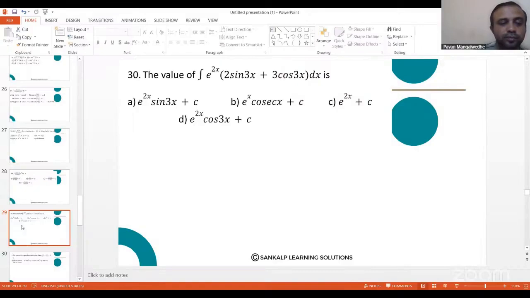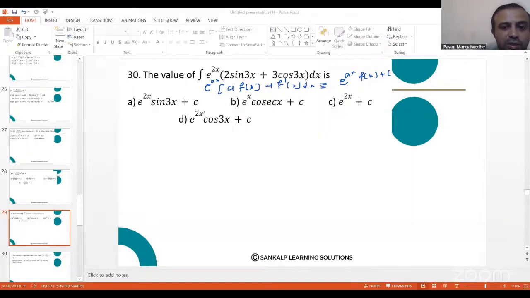So now, did you get the answer? Here you can treat this in the generalized form: the integration of e raised to ax into (a of f of x plus f dash of x) dx, which can be expressed as e raised to ax f of x plus c.